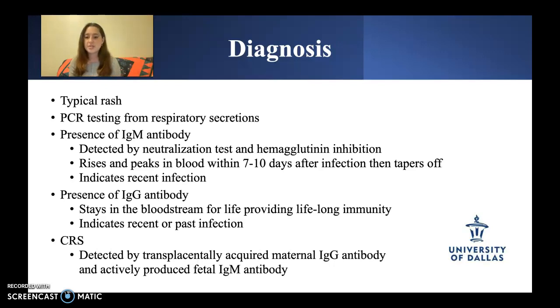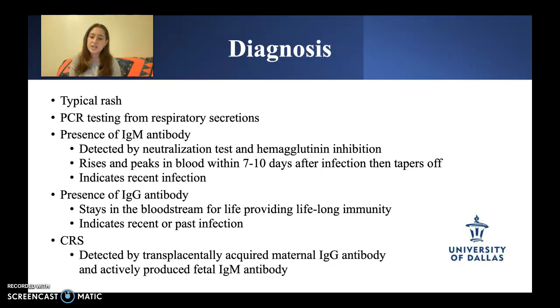As for the IgM antibody, this is going to be detected by a neutralization test and the hemagglutinin inhibition. As you recall, those glycoproteins on the virus, E1 and E2, contain the hemagglutinin. And so if these antibodies were produced in order to respond to that hemagglutinin, you know that a person has been infected with rubella. So for this specific antibody, it is going to rise and peak in the blood within 7 to 10 days after infection, and then it's going to taper off. And this antibody is going to indicate a recent infection.